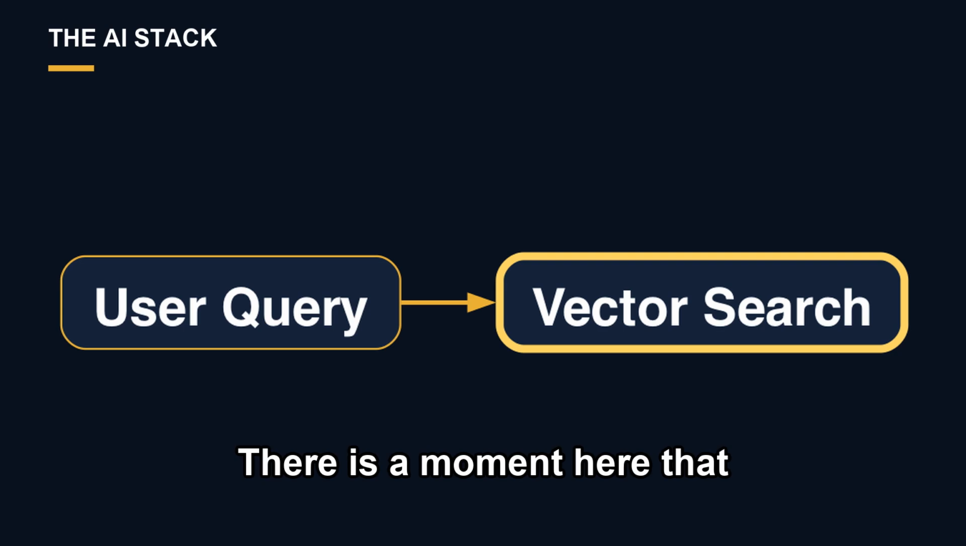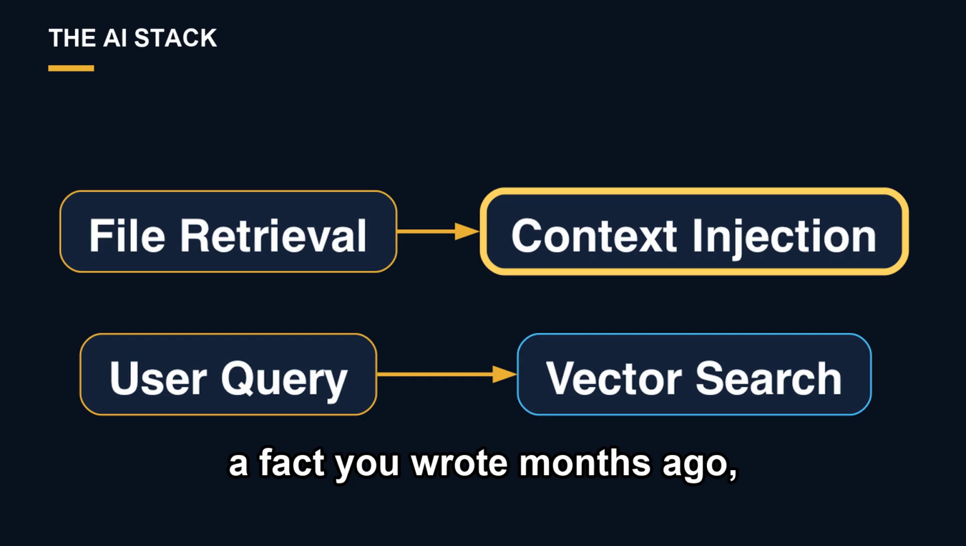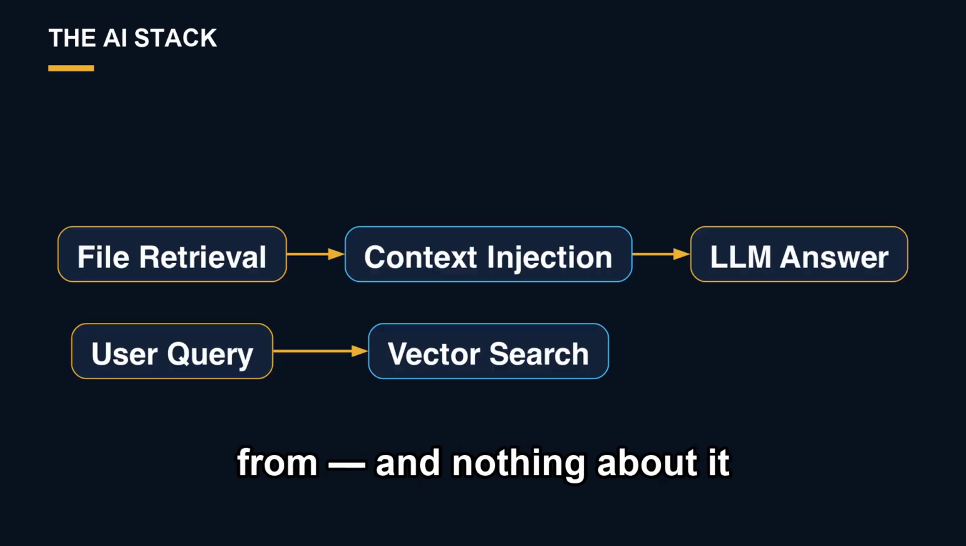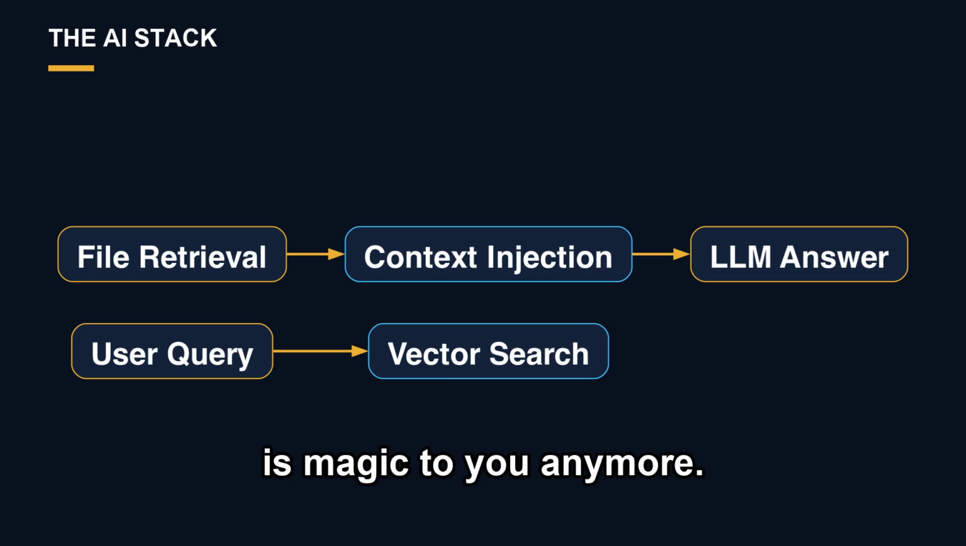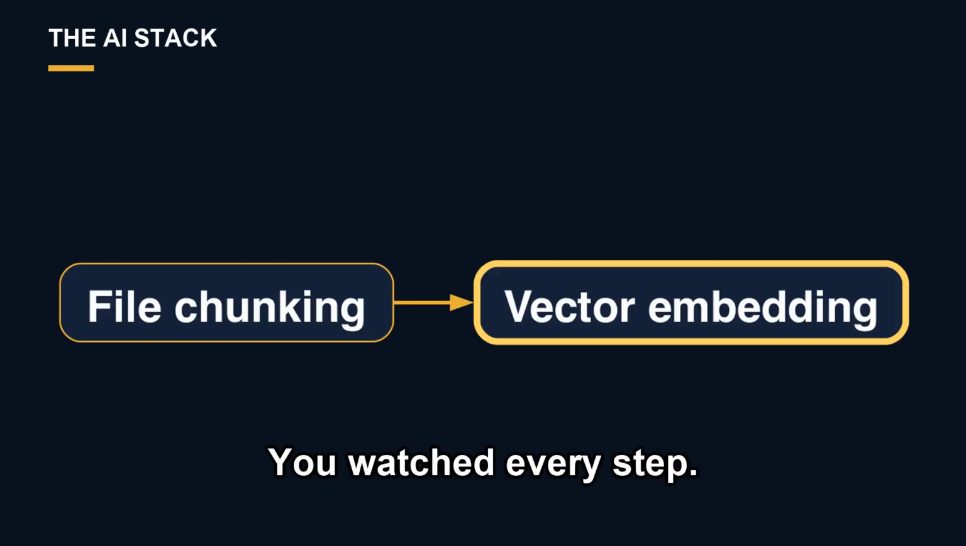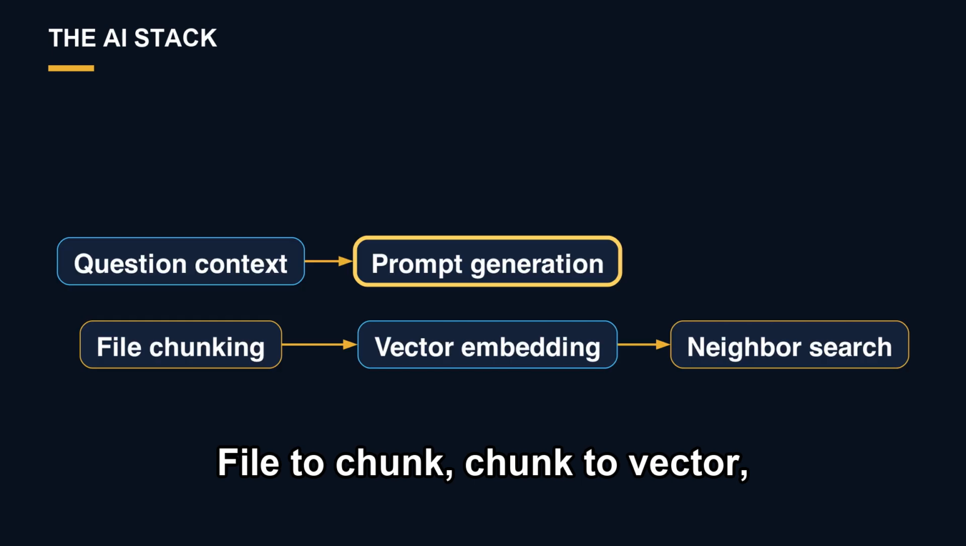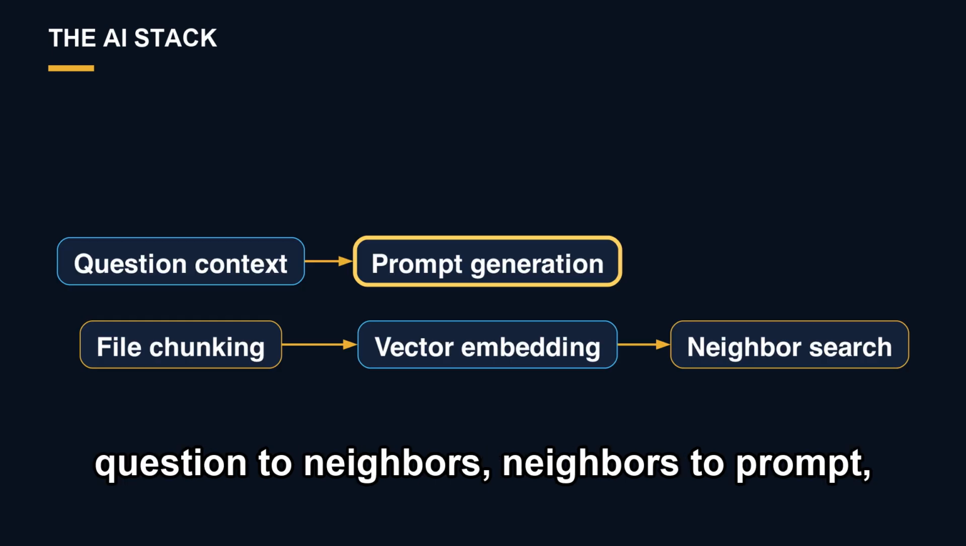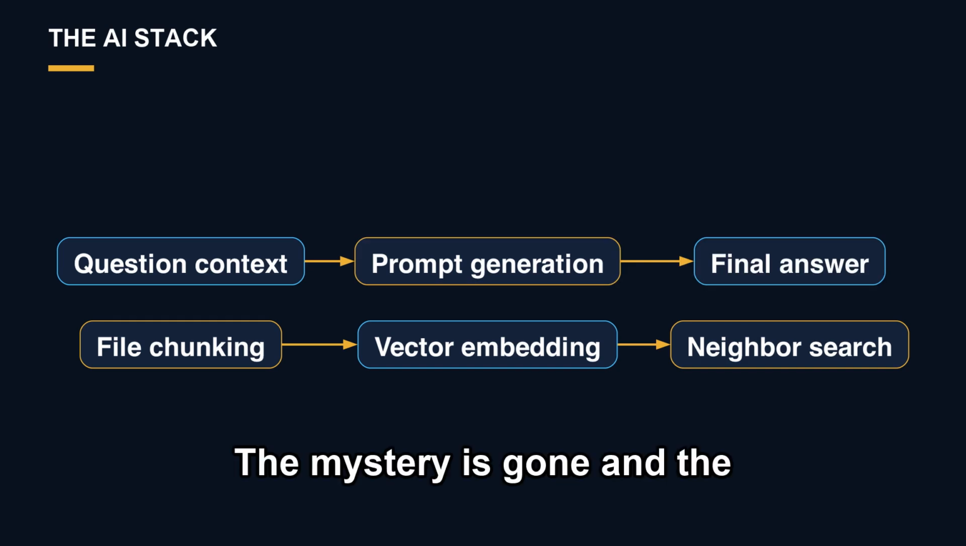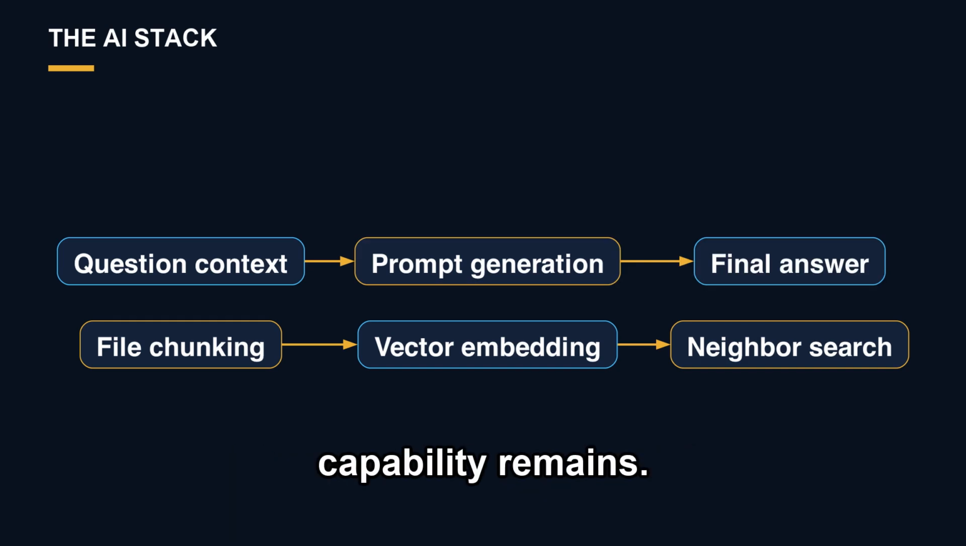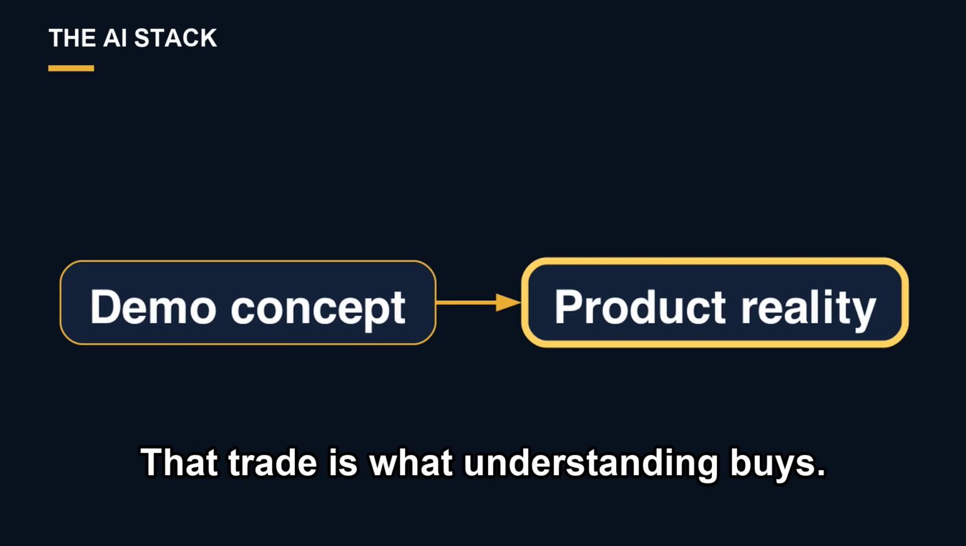There is a moment here that is worth the whole course. The first time it answers with a fact you wrote months ago and cites the file it came from, and nothing about it is magic to you anymore. You watched every step. File to chunk, chunk to vector, question to neighbors, neighbors to prompt, prompt to answer. The mystery is gone and the capability remains. That trade is what understanding buys.